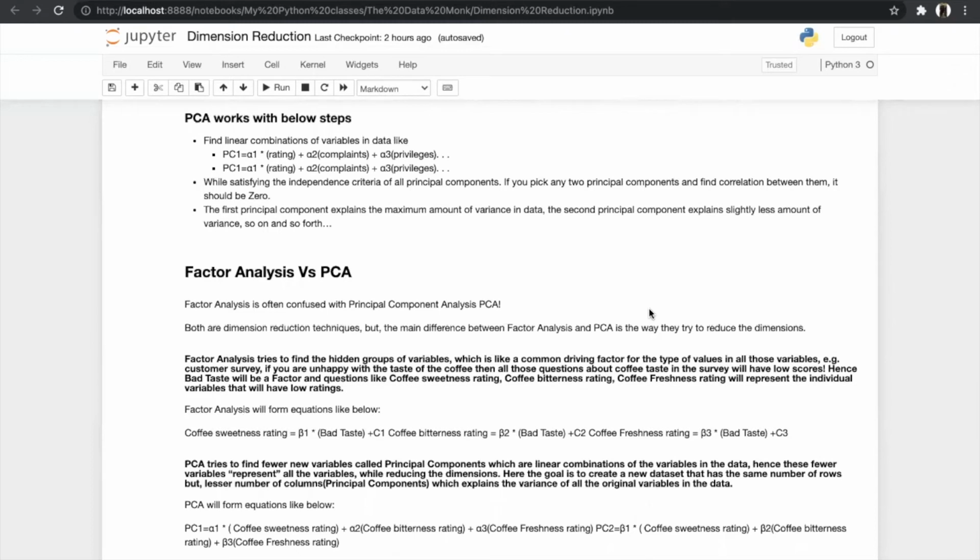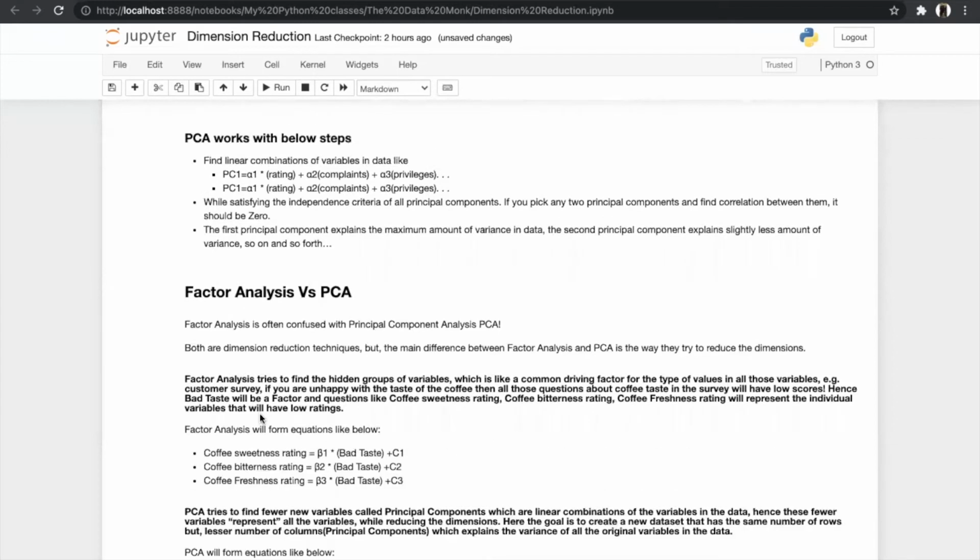For example, for a customer survey, if you are unhappy with the taste of the coffee, then all those questions about the coffee taste in the survey will have a low score. Hence, bad taste will be a factor, and questions like coffee sweetness rating, coffee bitterness rating, coffee freshness rating will represent the individual variables that will have the low rating.